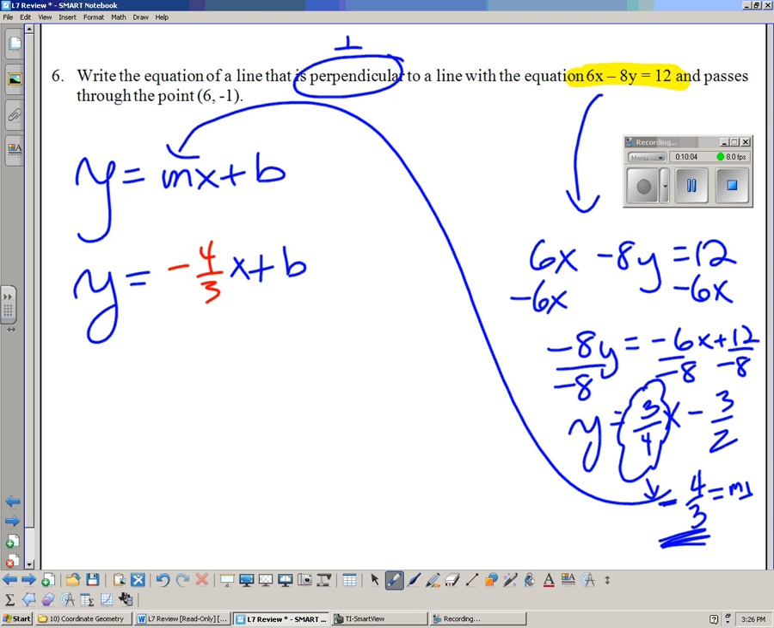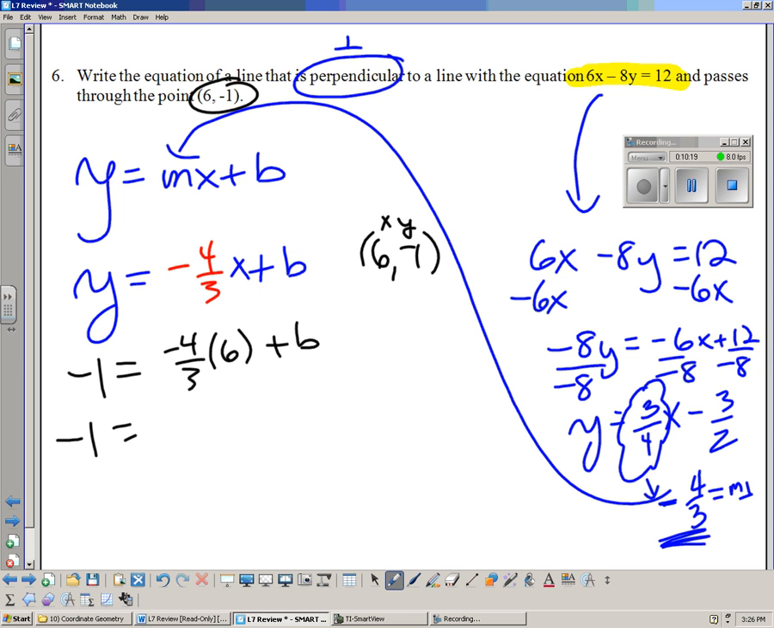And there it is. And now I have to put in my point 6, -1. So 6, -1, we have -1 equals -4/3 times 6 plus b. So I have -1 equals -4/3 times 6 is -8.